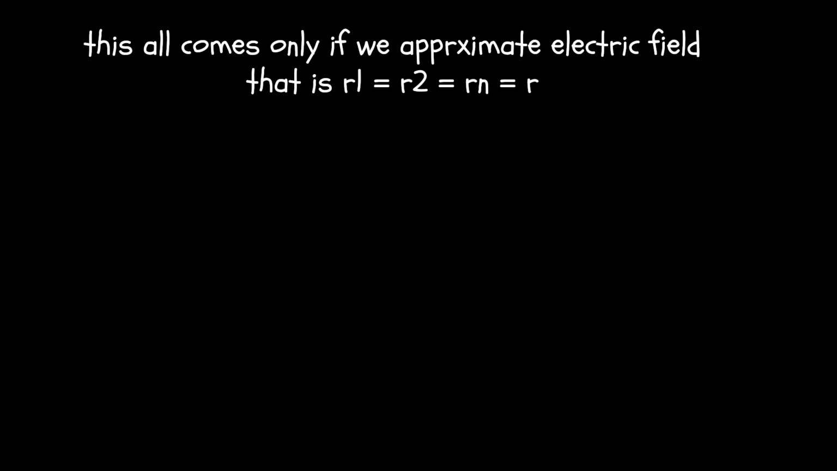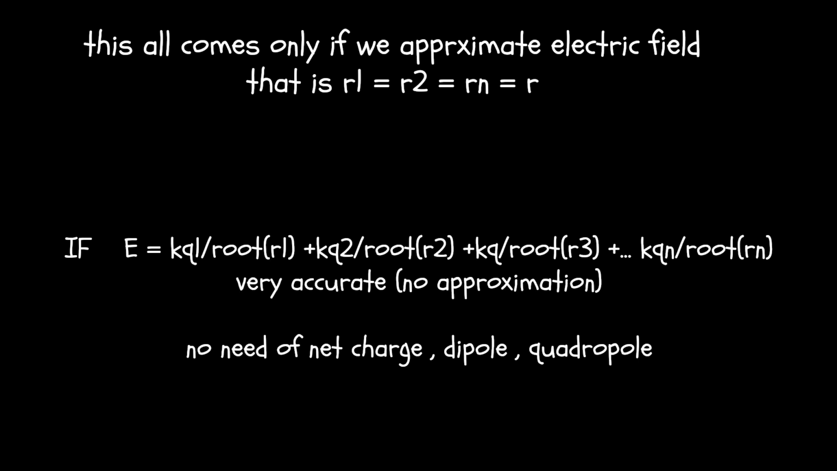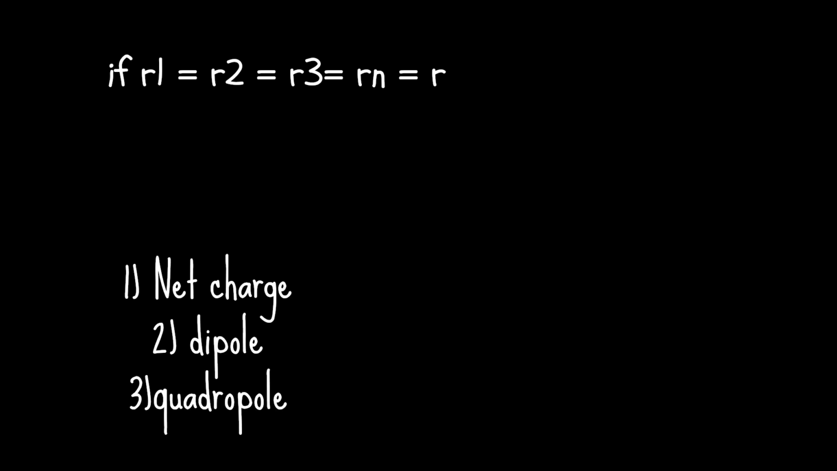And again, all of this comes up only if we try to approximate the electric field. If we calculate the electric field using kq1 divided by r1 squared plus kq2 divided by r2 squared plus dot dot dot kqn divided by rn squared, then there is no need for any of these quadrupole, dipole, or monopole terms. But if we try to approximate the electric field, then we have to use these terms, like the dipole moment, quadrupole moment, etc.